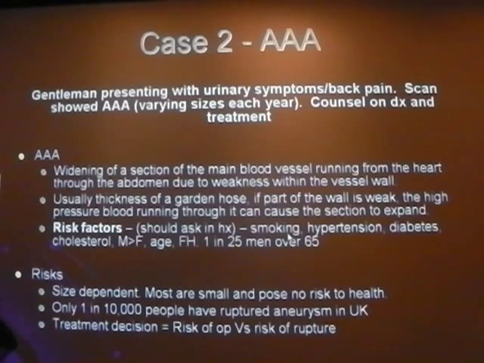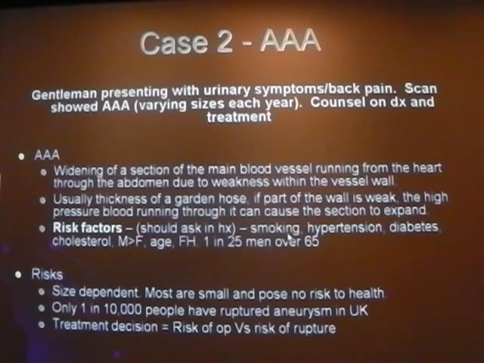It's a widening section of the main blood vessel running from the heart through the abdomen due to weakness within the vessel wall. And, you know, just roll it off. About how it's usually the thickness of a garden hose, but if part of the wall's weak, it can balloon out due to the high blood pressure running through it.